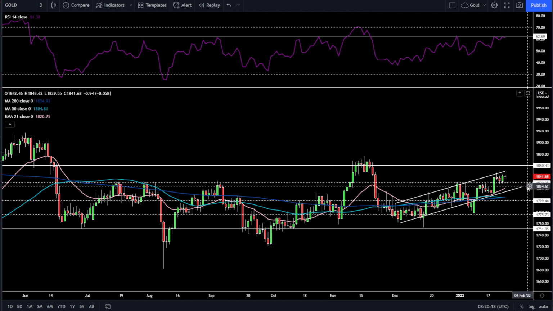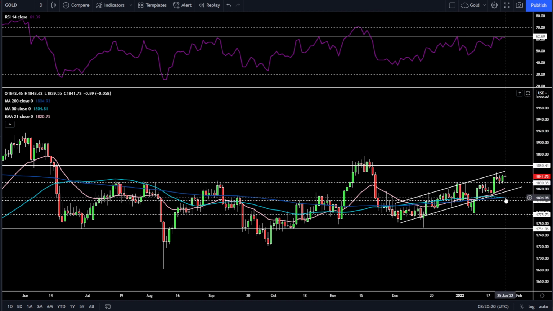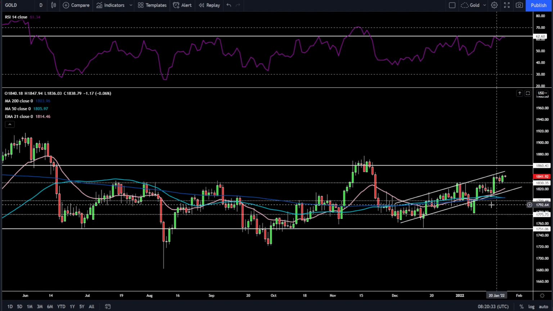year. On the downside, I quite like the 1820 area, which coincides with just below the 21-day exponential moving average, and basically the trend line, the uptrend line of the ascending channel, the lower trend line. And then below there, we've got $1,800 where the 50-day and the 200-day simple moving average come into play.